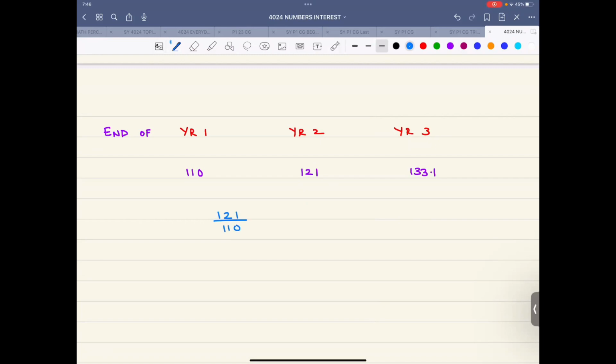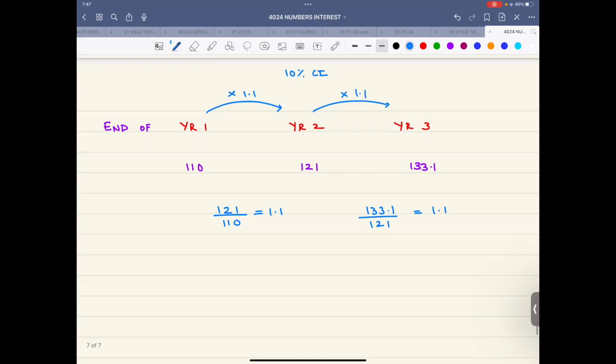Now, if I do a simple calculation, let me take 121 and divide by 110. So grab your calculator and divide 121 by 110, that is 1.1. Similarly, let's divide 133.1 by 121. That is also 1.1. That means there is a constant factor that is multiplying. So because of that 10% compound interest, we are multiplying with 1.1 each time.